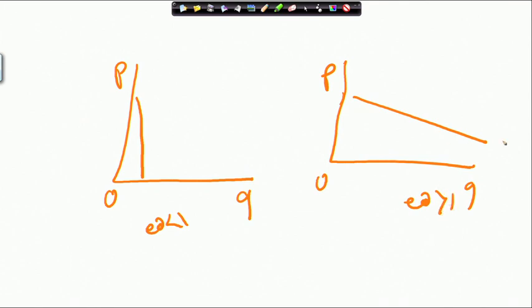So, here you have a different kind of price effect or price structure, and here you have a different kind of price structure. Any change of price can change the quantity, but if you look at these particular structures, let us say this is the original price.